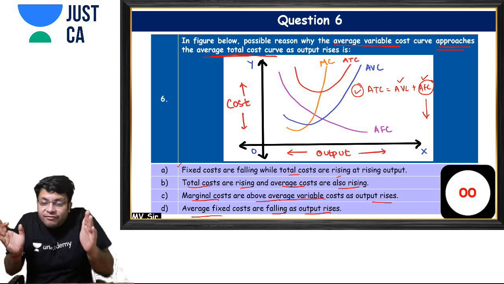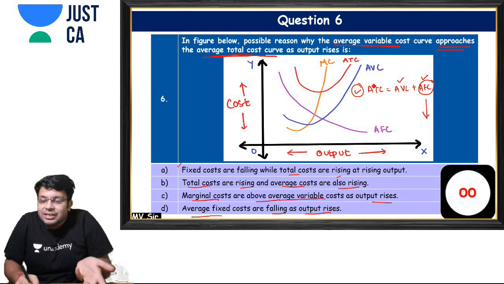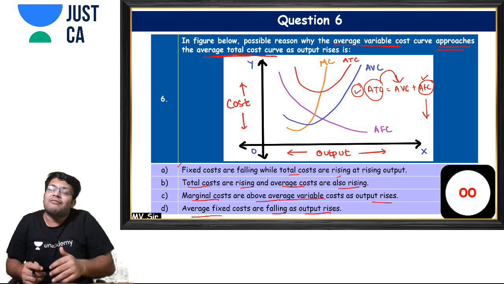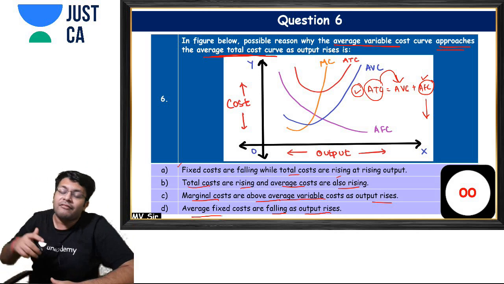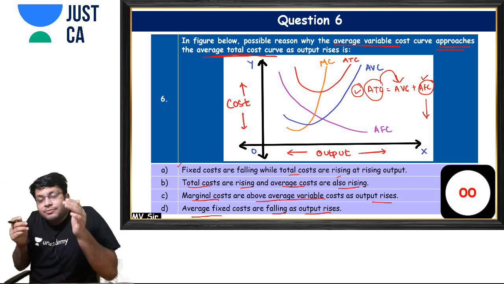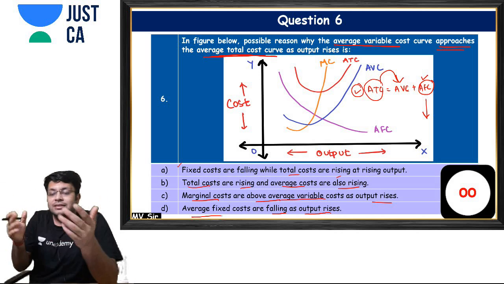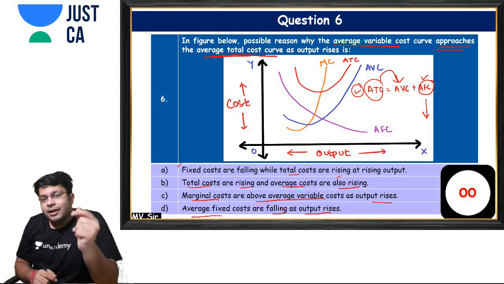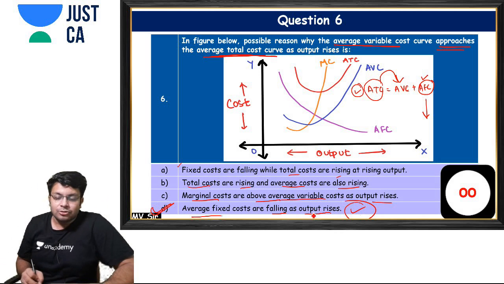That is why the difference between average total cost and average variable cost also decreases, because the difference between average total cost and average variable cost is average fixed cost itself, and average fixed cost is decreasing when output is increasing. That is why the difference between average total cost and average variable cost is decreasing as output increases, and that is why the AVC curve approaches the average total cost curve. Because average fixed costs are falling as output rises. So the answer is option D.